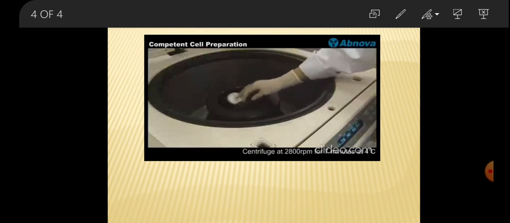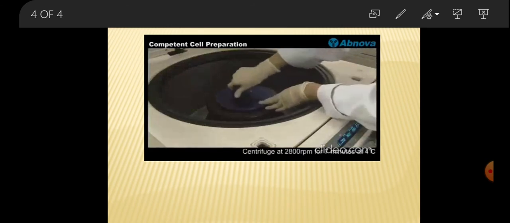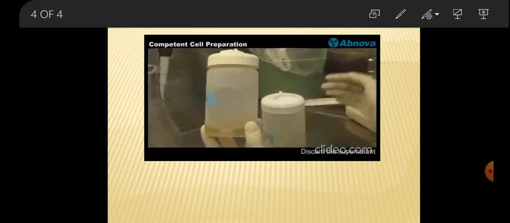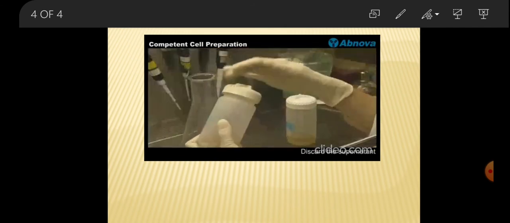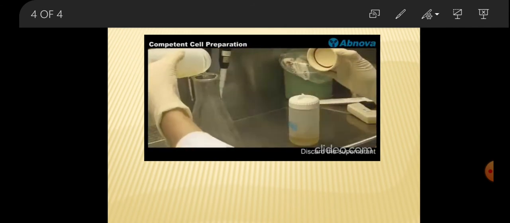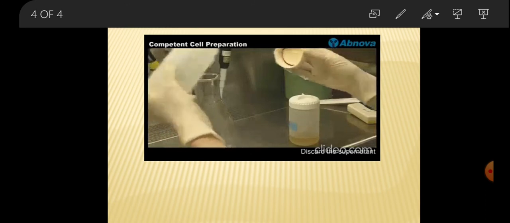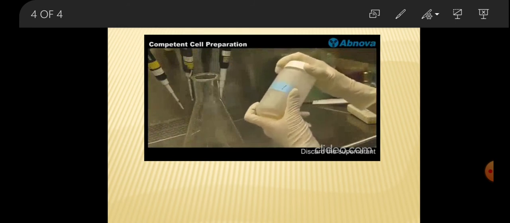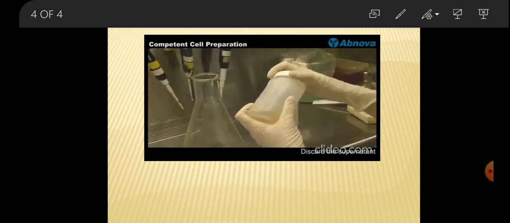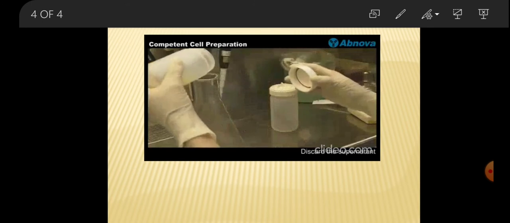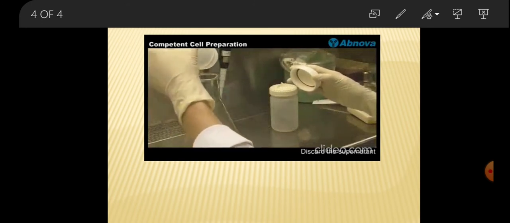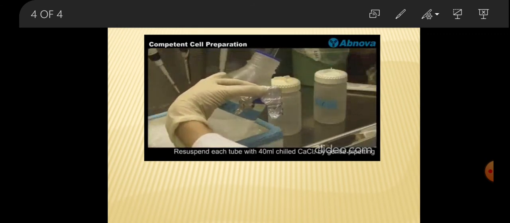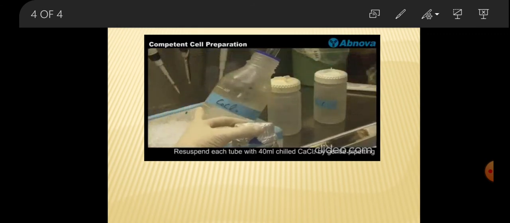Here they are preparing a very healthy bacterial culture in LB broth. It's a maxi prep, that means a large culture they have prepared, and they have centrifuged the culture. You can see the pellets are present in this tube. After centrifugation, they are discarding the media, so the cell pellets are visible. Now they are going to treat with ice cold 0.1 molar calcium chloride solution.